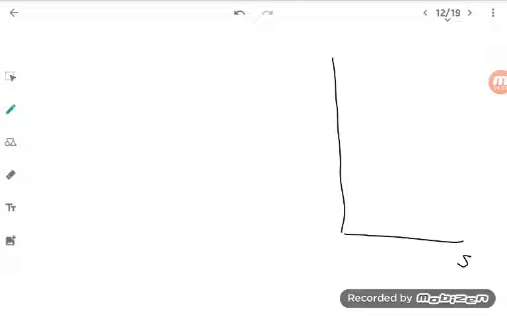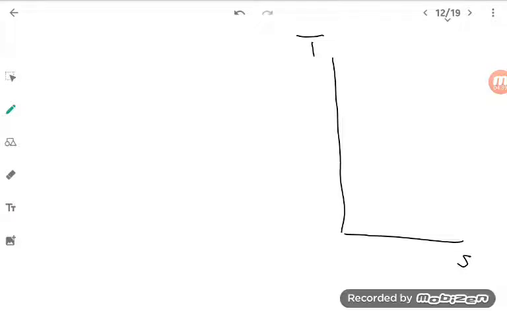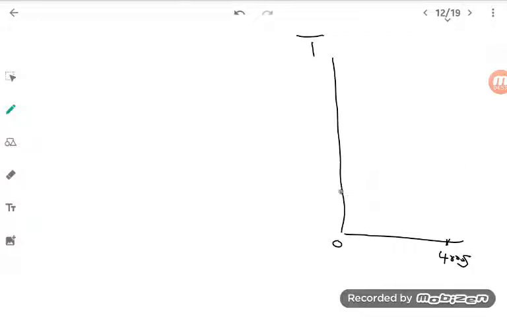Soybeans and textile. As we said, combination number 1, 4,000 soybeans, 0 textile. Number 2, 2,000 textile and 0 soybeans. This is the PPF for country A.